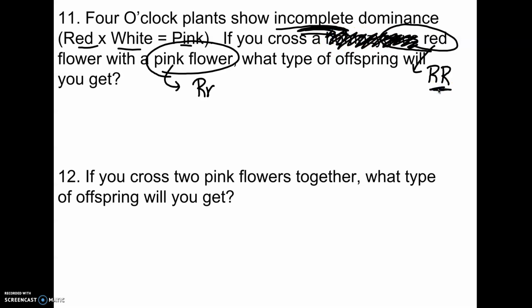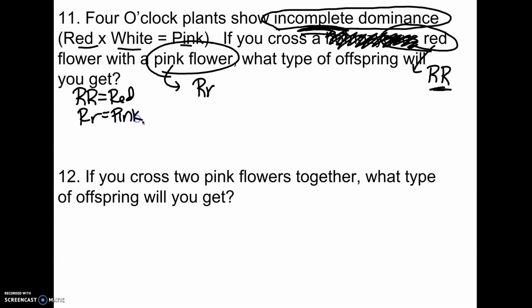So be very careful, because I get people on the test that will come to me and say, oh, it says to cross a red with a pink, but how do I know if the red is homozygous or heterozygous? And I won't be able to help you. But you're supposed to know because they're telling you it's incomplete dominance, which means that red, pink, and white, all three genotypes look different. Big R is red. Big R, little r isn't red, it's pink. So if I say a red flower, it has to be big R. And then little r, we're using for white.